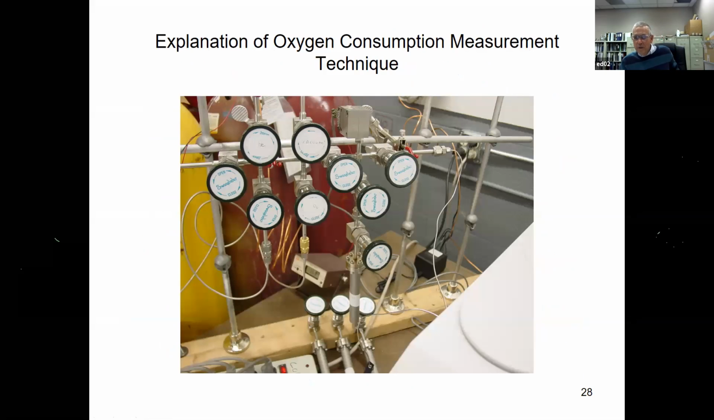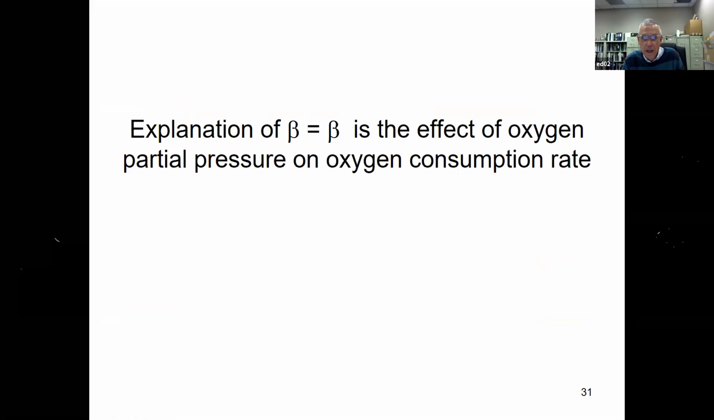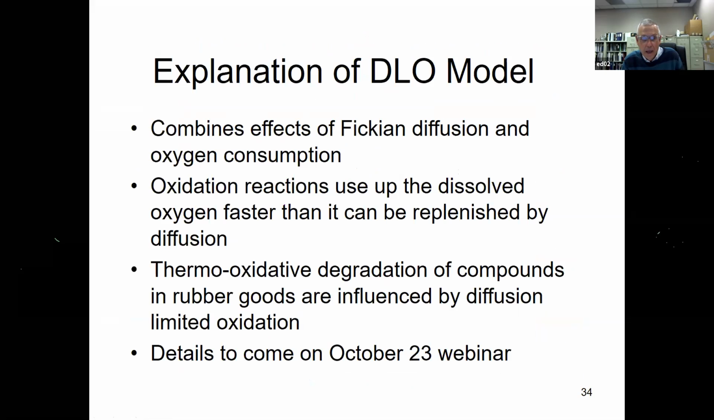Okay, so there are 4 questions. Maybe we could start the question and answer period. There's 4 questions that I have. One was, how did we measure oxygen consumption rate? Second was, how do we determine shift factors, and a better explanation of the term beta, and a better explanation of the diffusion limited oxidation model.